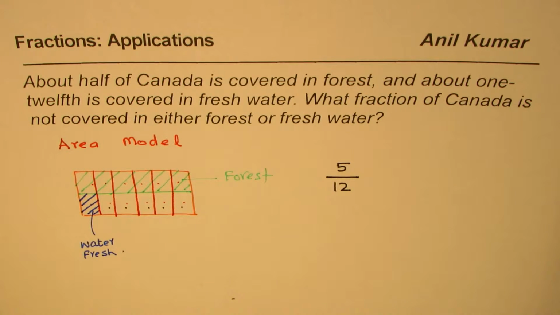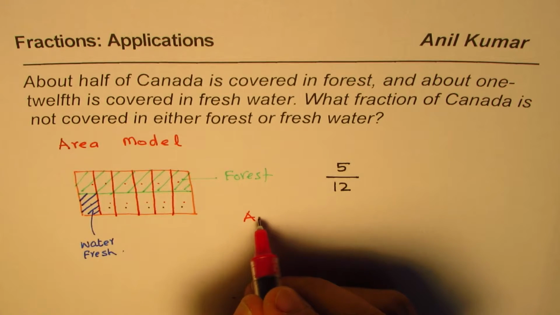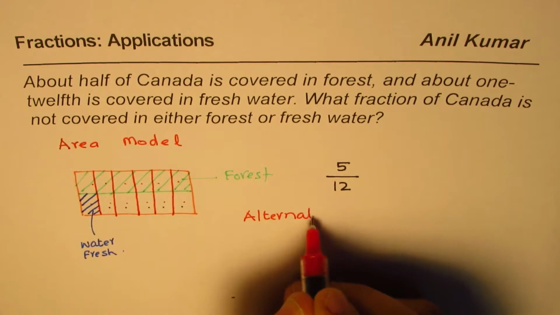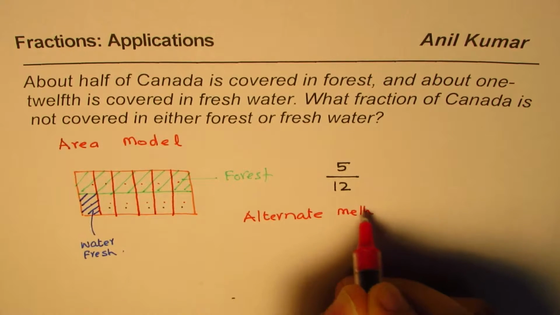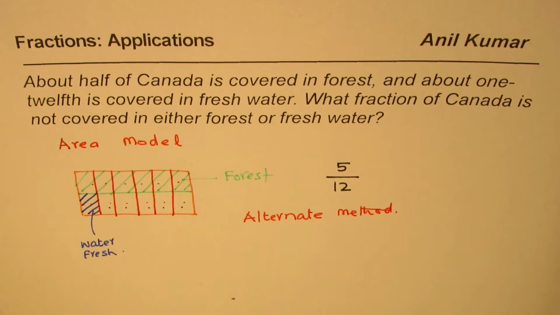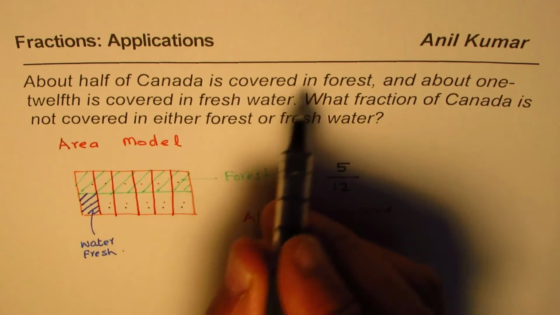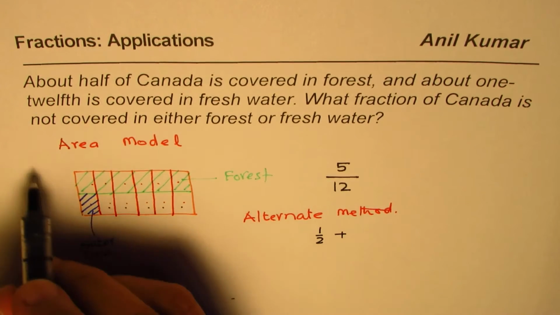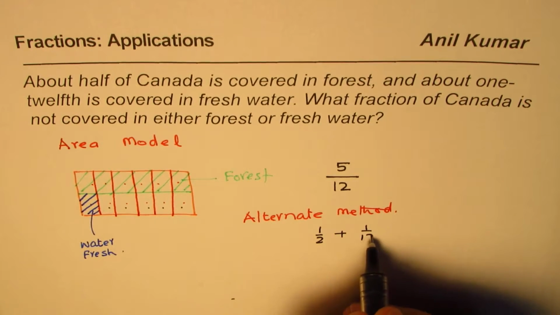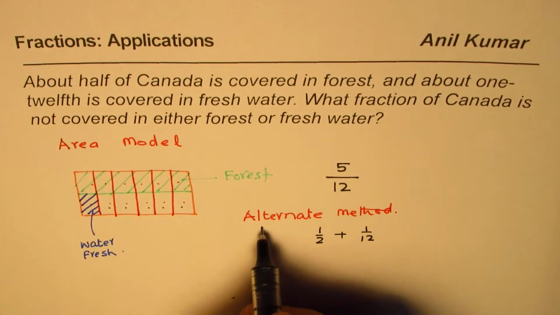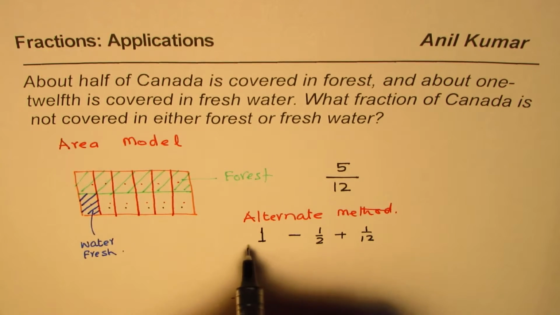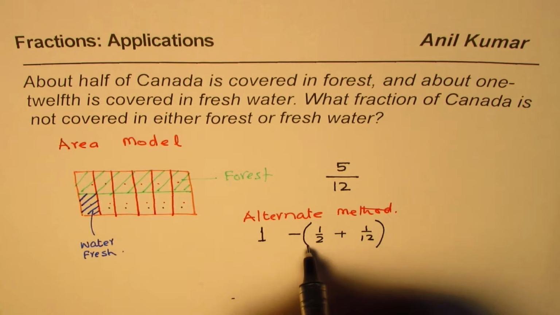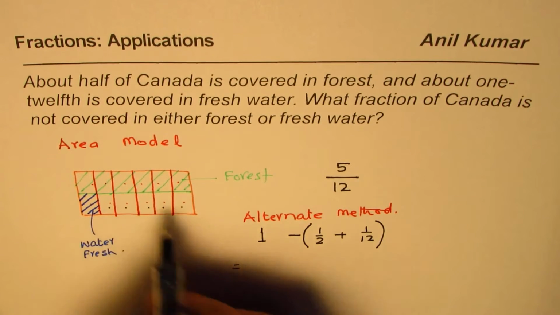So using the area model is kind of simple to find the answer. The alternate method is, of course, let me write it down here. Let us take the total land which is covered in forest, which is half, plus fresh water, which is 1/12. And what is not covered will be 1 take away that, correct? So when you take away both of these from 1, you get the area which is not covered, right?